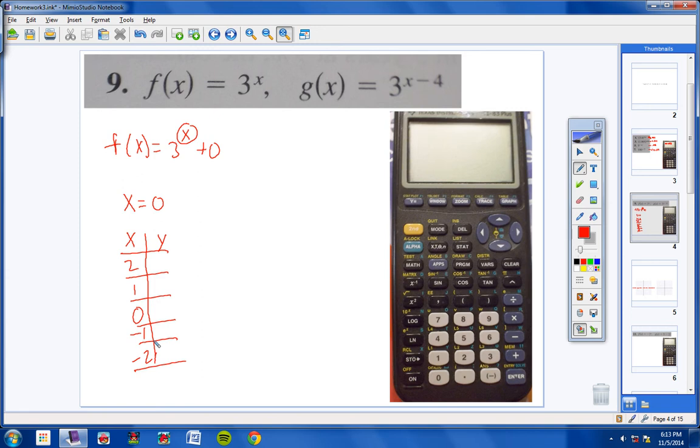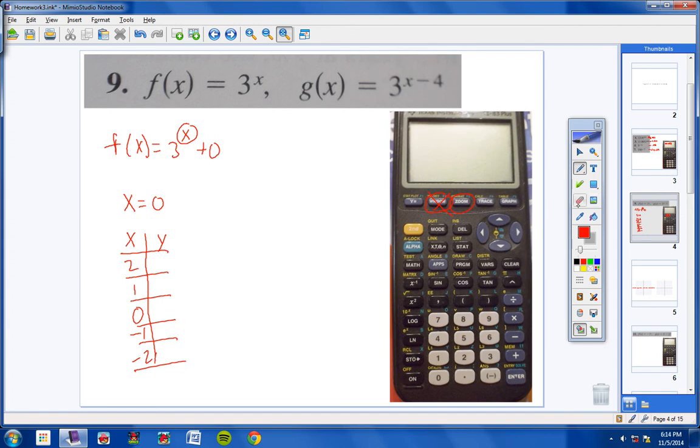Now, here's how you would type this into your calculator. And don't forget, students, again, go ahead and push the window button. And when you push the window button, hit the zoom button. Sorry, not this. Hit the zoom button, and then hit 6, Z standard. And when you do that, that will make your coordinate plane be 10 to the right, 10 to the left, 10 up, and 10 down.